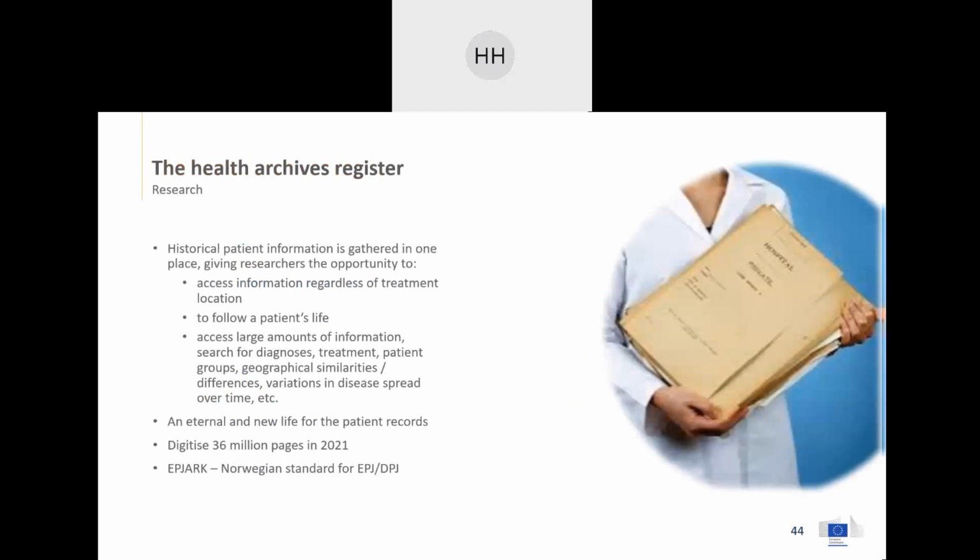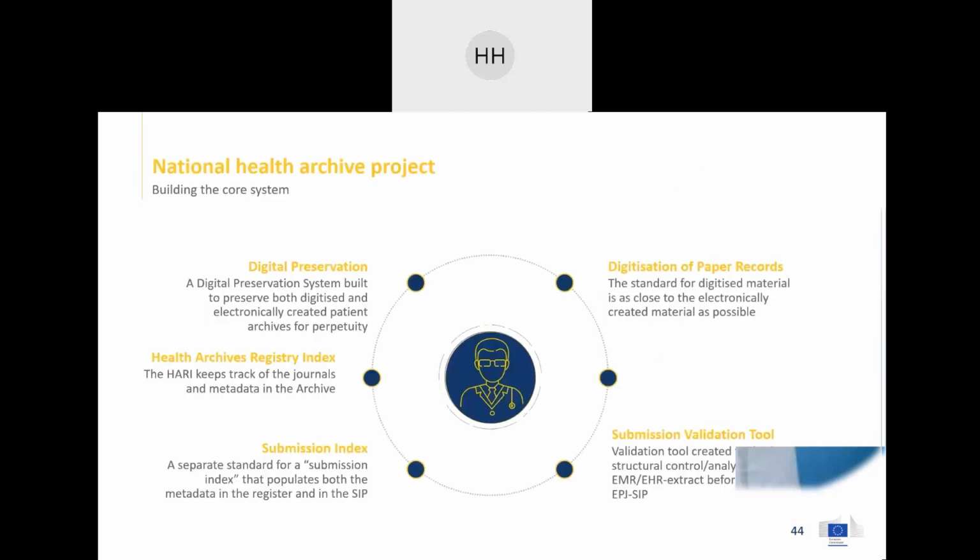The Health Archives Register gives us a unique possibility. Historical patient information is gathered in one place, giving researchers a unique opportunity to access information regardless of treatment location. They may follow a patient's life and can access large amounts of information, search for diagnosis, treatment, patient group, geographical similarities, etc. It is an eternal and new life for the patient records. We also digitize patient records at our facility. This year we are going to digitize about 36 million pages. And we have our own standards, the EPJ-ARC, which is a standard for both EPJ and DPJ, as I will show soon.